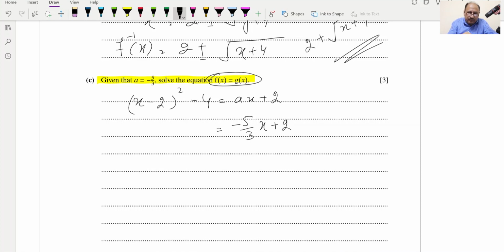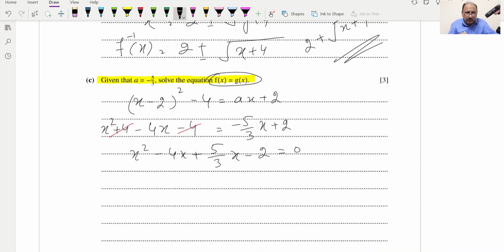So we will replace a here with minus 5 by 3, into x plus 2. And on this side we will open the bracket, expand the square. So it will be x squared plus 4 minus 4x minus 4. And plus 4 and minus 4 will be cancelled. And we will get x squared minus 4x, and we can shift these also to the other side. So plus 5 over 3 x minus 2 is equal to 0.